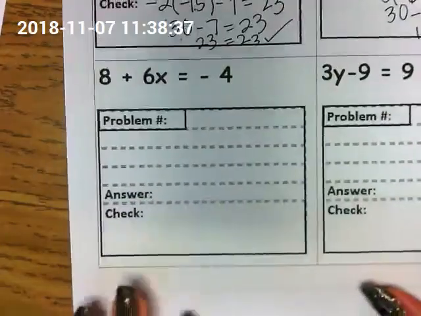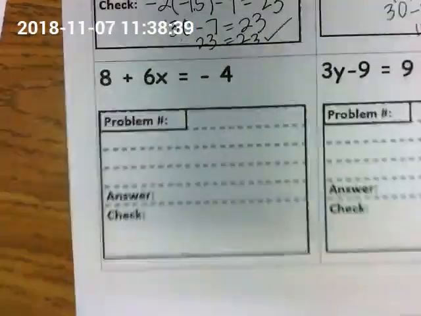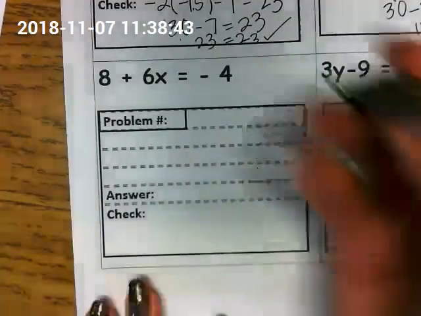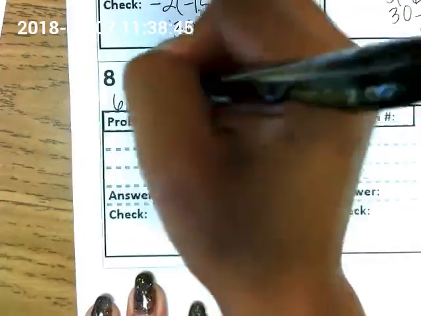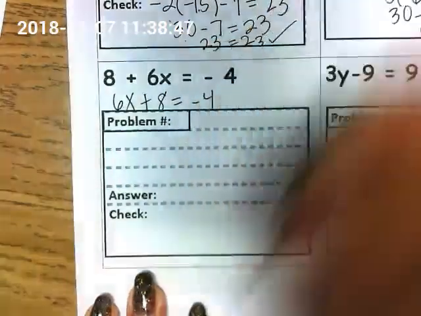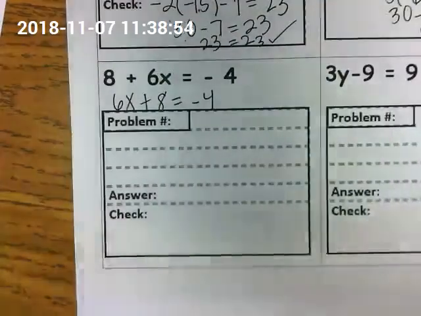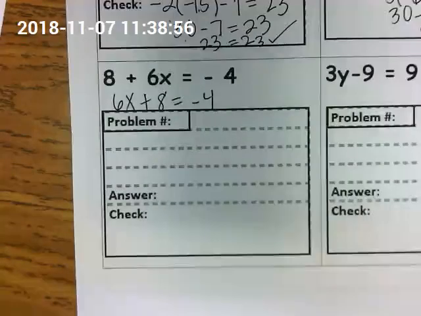Looking at the next problem, we have 8 plus 6x is equal to negative 4. A lot of y'all don't like looking at it like that. You could have changed it to 6x plus 8 is equal to negative 4. You could have done it either way. Your answer is still going to be the same. I'm going to do it the way that it looks funny because it's really not that much scarier.